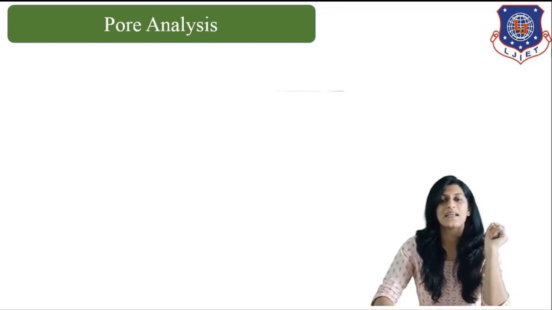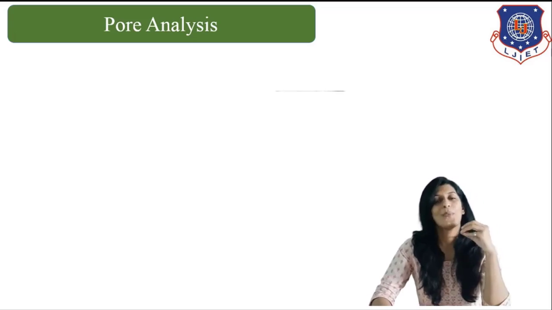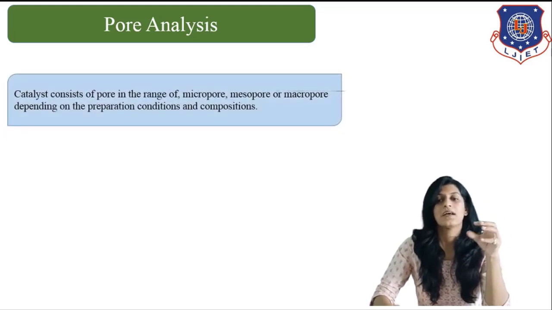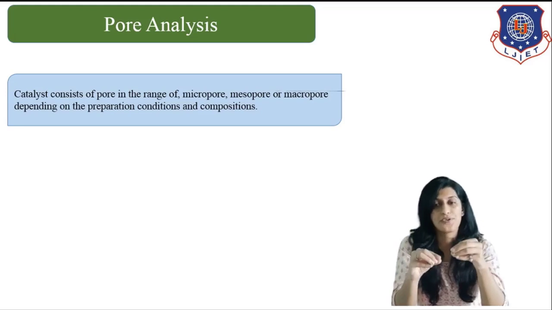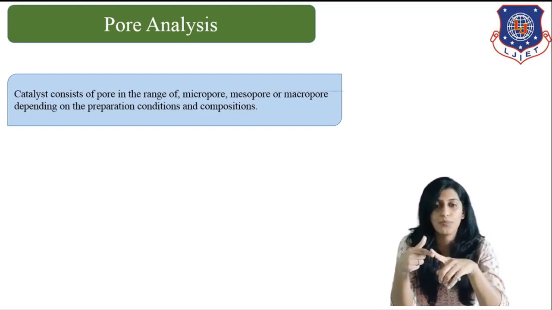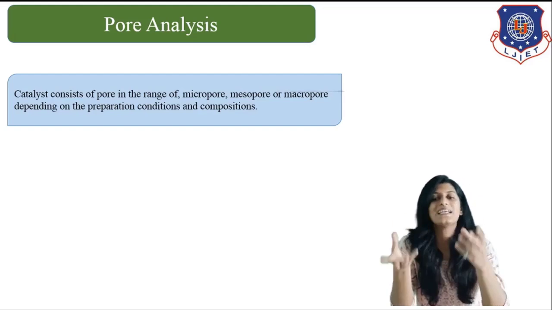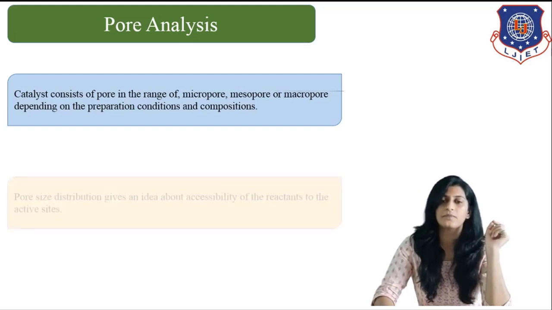The next characterization of catalyst is pore analysis, to analyze the pores present on the catalyst surface. We all know that a catalyst consists of numerous pores, and these pores range in different sizes. It can be in the micropore range, mesopore range or macropore range. All of this depends on the preparation condition and its composition, correct?